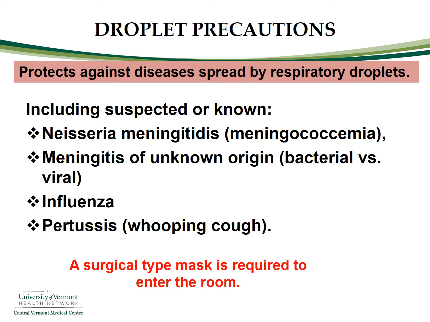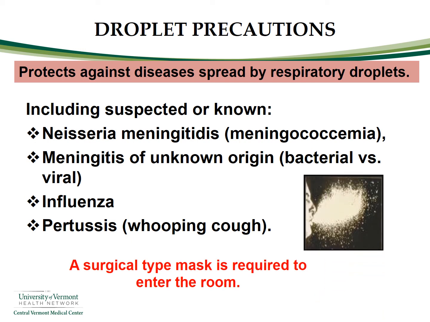Droplet precautions used with standard precautions prevent infectious pathogens from traveling from the respiratory tract of an infected person to the mucous membranes of a susceptible host. These pathogens are spread when an infected individual coughs, sneezes, or talks, or during high-risk procedures such as suctioning or endotracheal intubation. Illnesses requiring droplet precautions include meningitis, influenza, and pertussis.